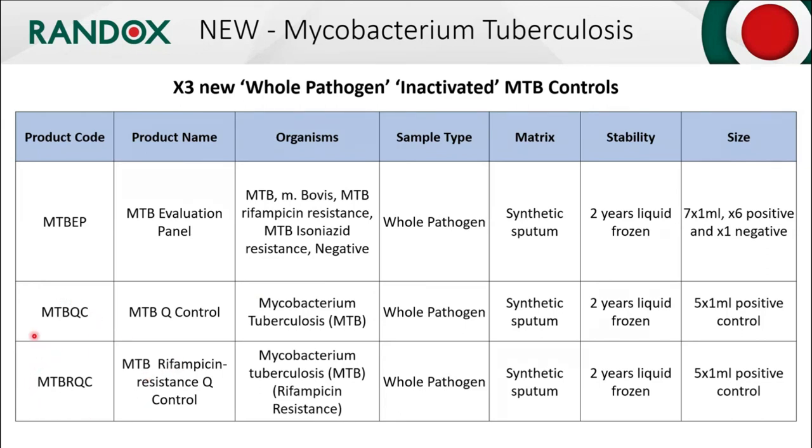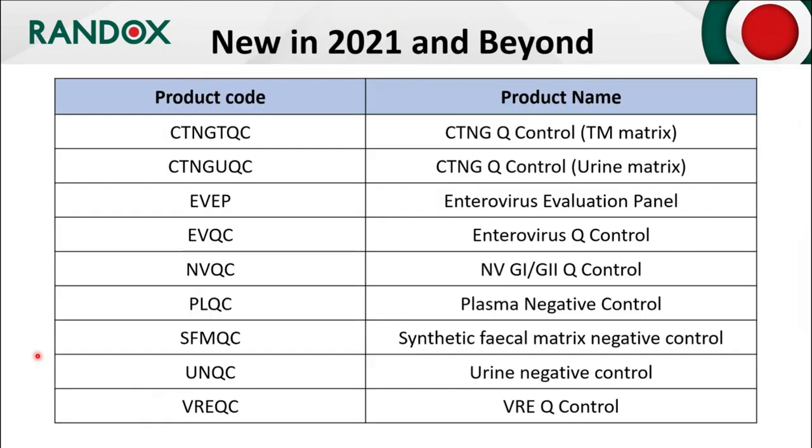And these two controls have been built with the Cepheid GeneXpert assay for MTB/RIF Ultra in mind, I believe it's called. And we have verified the use of these controls on that analyzer. It does recover well, and it does stress the assay and ensures that it's doing what it's meant to be doing.